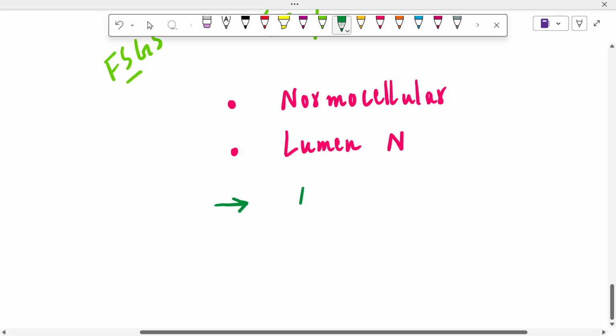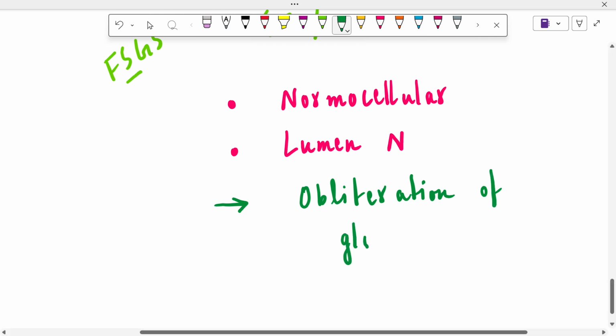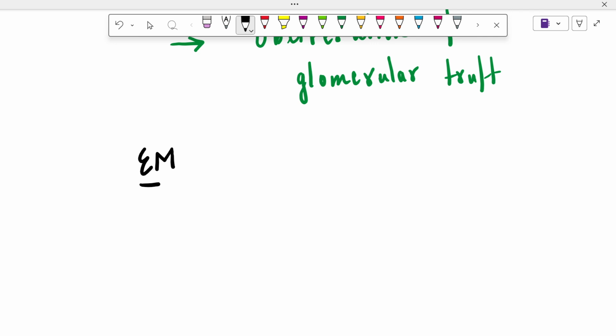So we can see obliteration of the glomerular tuft. Obliteration of the glomerular tuft is seen in FSGS. What kind of obliteration is exactly there? It is the hyaline material that is deposited there, right? So when we see the specimen under electron microscope, we will see a very classic, very important finding or detail that we know as podocyte effacement.